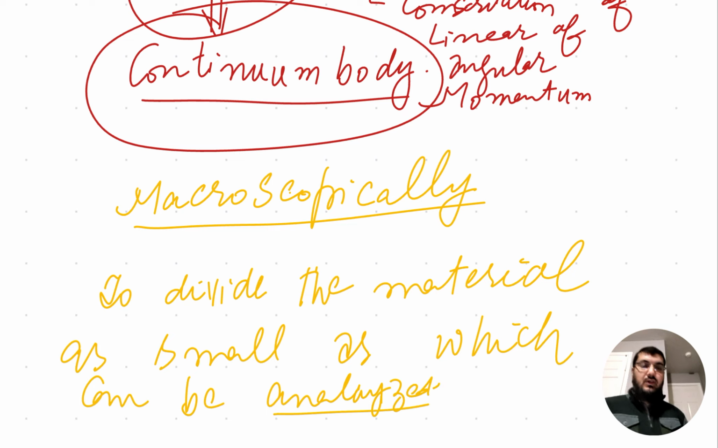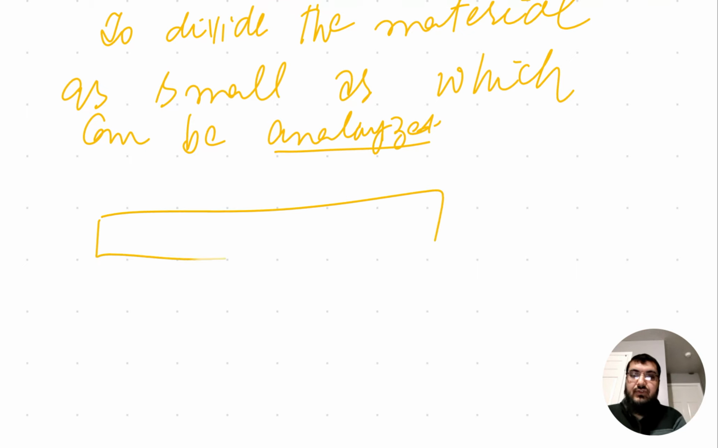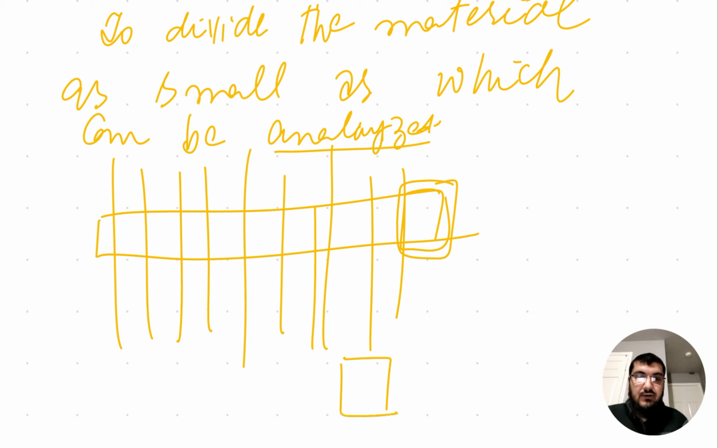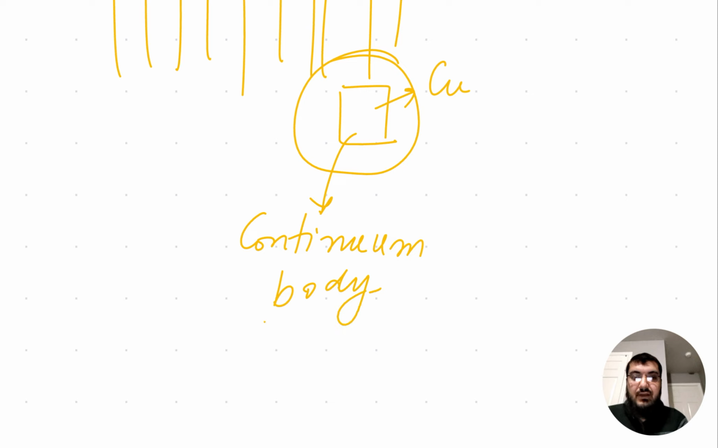Alright, so we divide a material. For example, I have this copper string. I will divide it into two parts, then 4, then 8. How small do I have to divide it, until I have this small chunk of this copper wire, and now I will apply the laws of mechanics. This is my continuum body. I have divided it macroscopically. The basic assumption of a continuum body is that it is a continuous media.